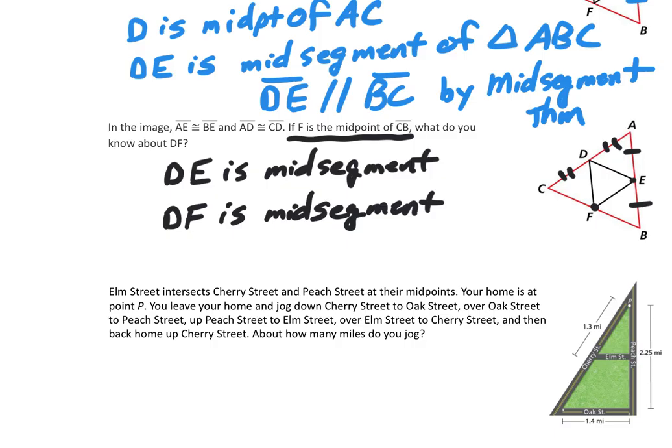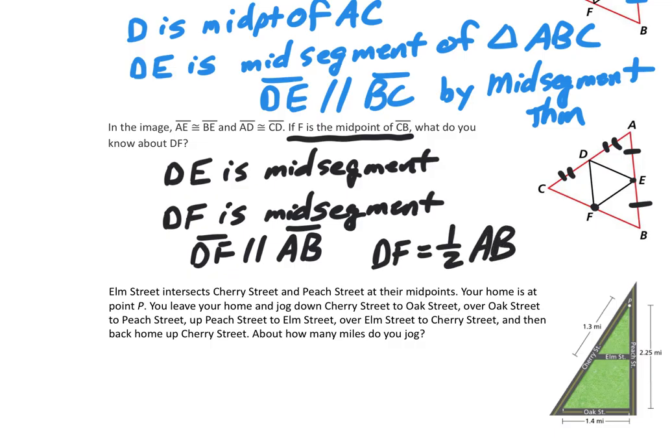Okay. So what two pieces of information do I know about DF? What's the first thing I can say about DF? There's two things I can say here. What do you think, Adrian? What would DF be parallel to? AB. Okay. DF is parallel to AB. What do I know about the length of DF? Okay, it's half of AB. Good. DF would be half of AB.